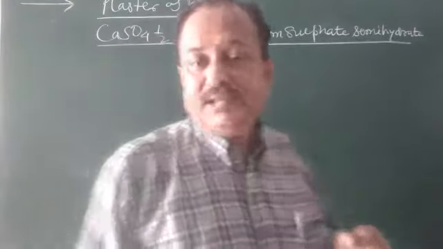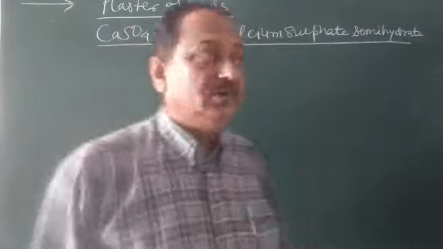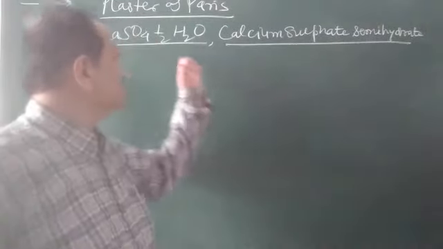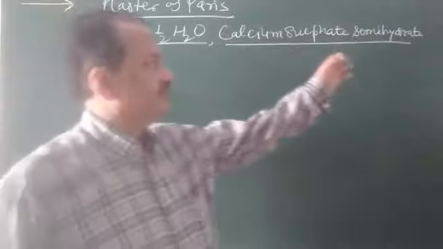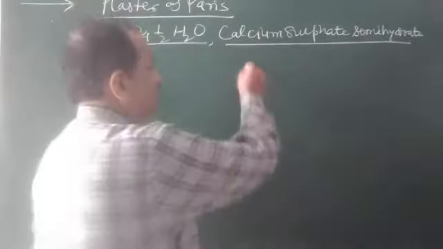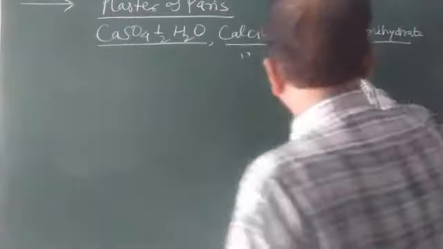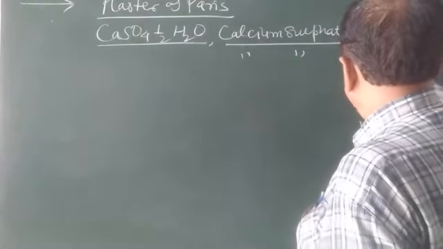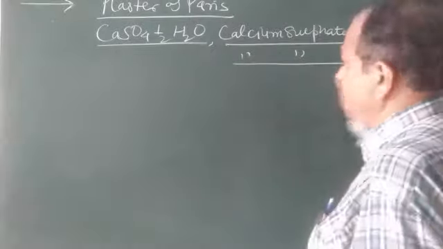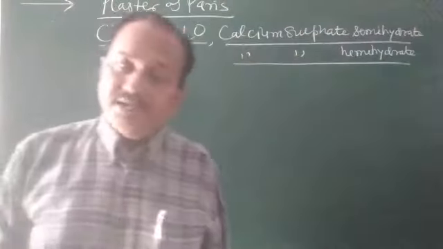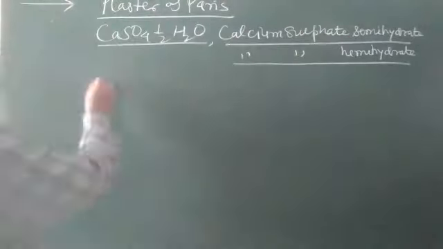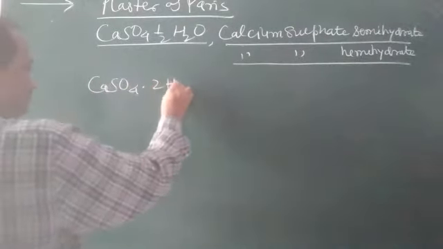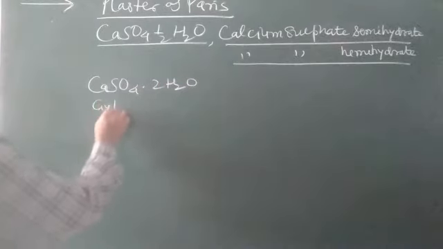Now I am going to explain about a very important salt, and it is called Plaster of Paris. It is CaSO4 half H2O, calcium sulfate semihydrate, or calcium sulfate hemihydrate. Hemi means half. It is prepared by heating gypsum, CaSO4 2H2O. This is gypsum.